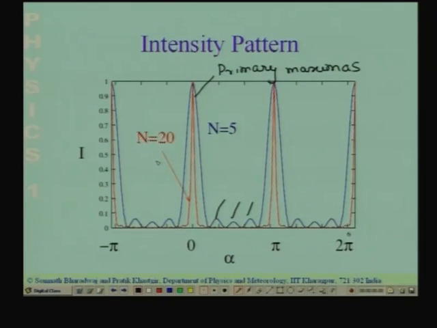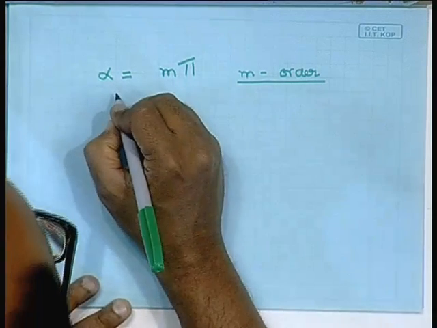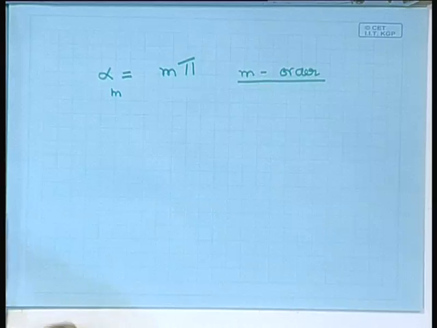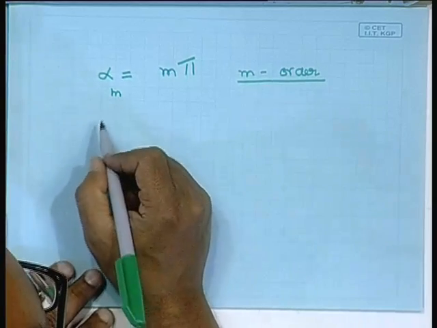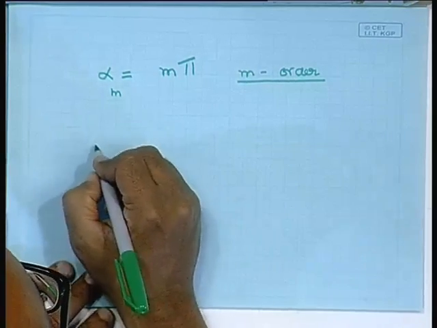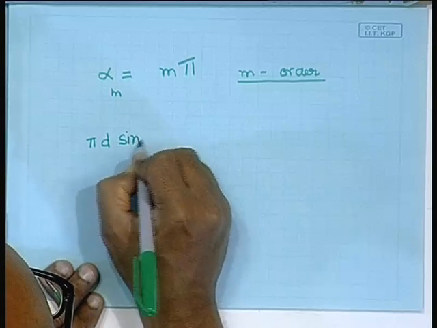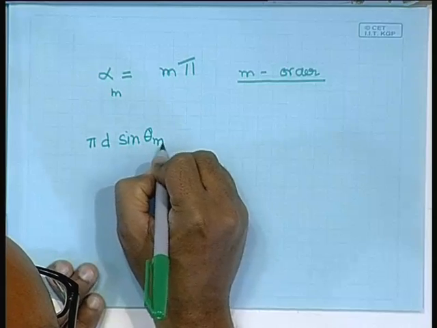So, this is the value of alpha corresponding to the mth order primary maxima. Let me call it alpha m, and alpha m, alpha we know is pi d sin theta. So, the corresponding angle would be theta m.